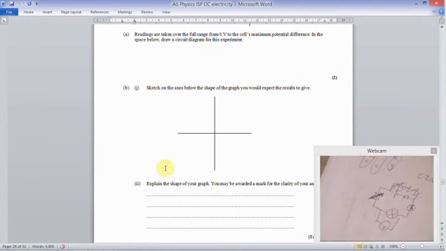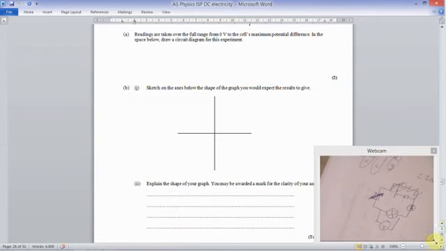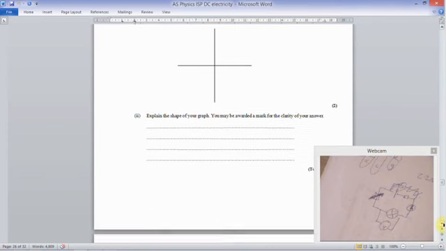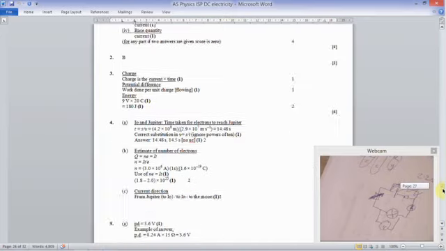So sketch the graph. Remember it would curve like this, we went through this in the last video. It would curve like this, and then we're asked to explain the shape of the graph. We've done it before, so remember, as the current gets high, the resistance increases due to an increase in temperature, which means it can't increase as much and is therefore limited. And that is the end of the questions on task 5.